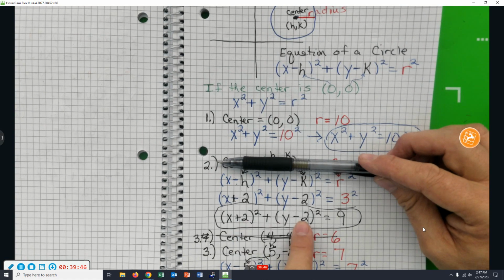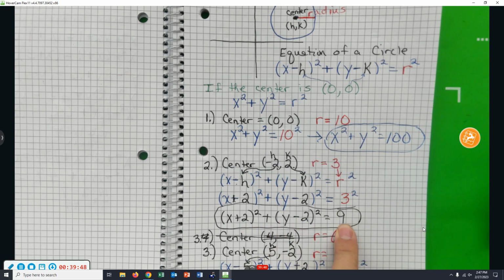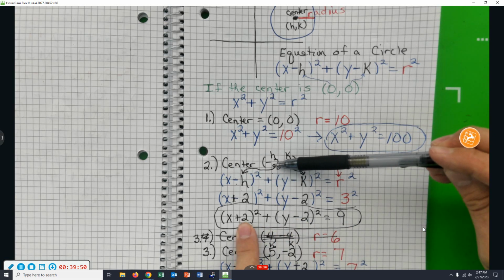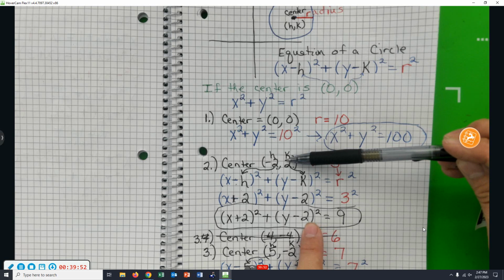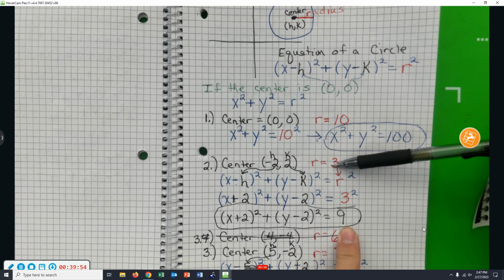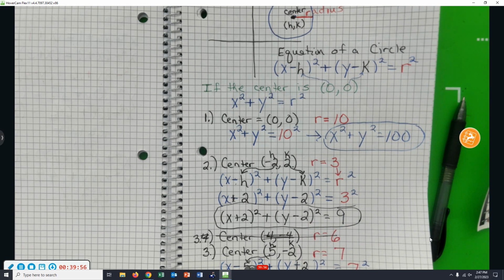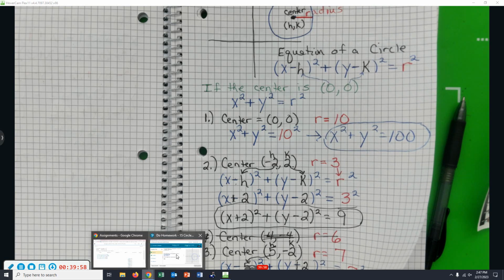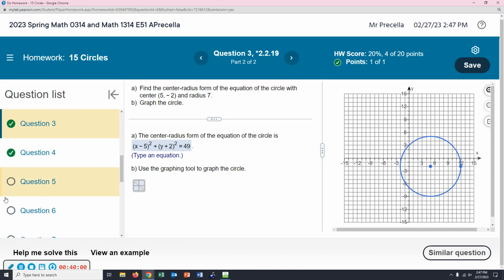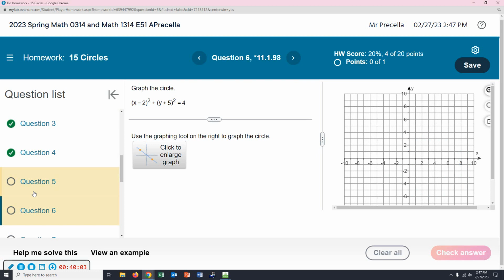Change the sign, square root. That's how you get the center and the radius. Change the sign, square root. That's going to be important for this next problem we're doing. Oh, number 6. Number 5 is just like number 4. One of the numbers is 0. There's not a whole lot of work to this one.